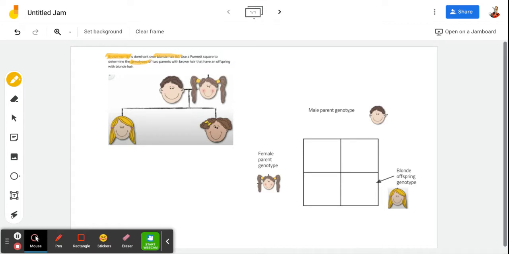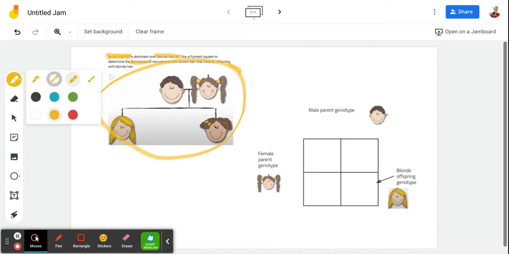And here we can see a family tree that shows this, not a family tree, but a pedigree that shows this inheritance relationship. So to start, let's write out what we know.